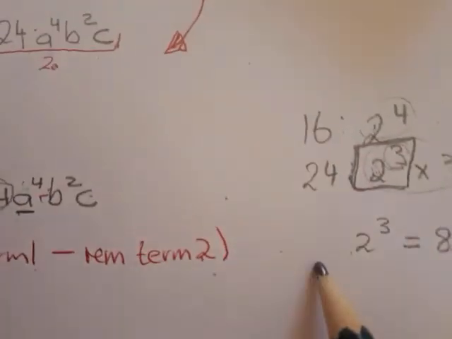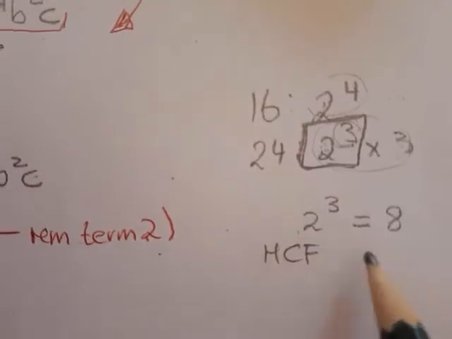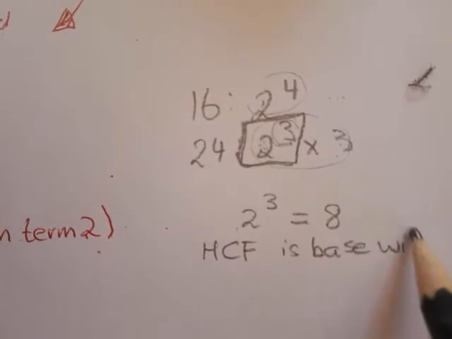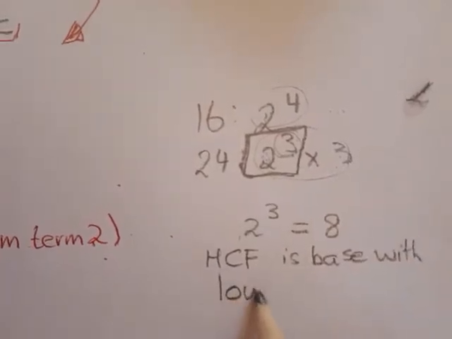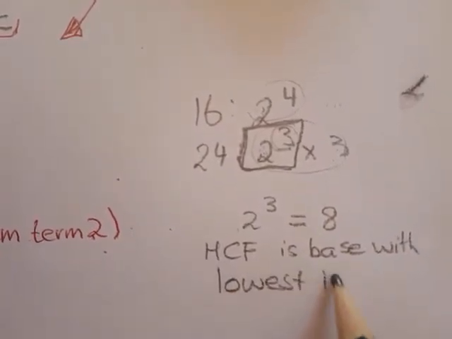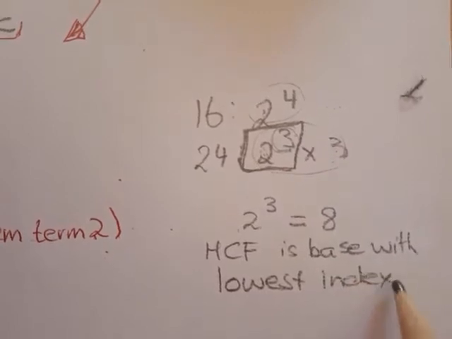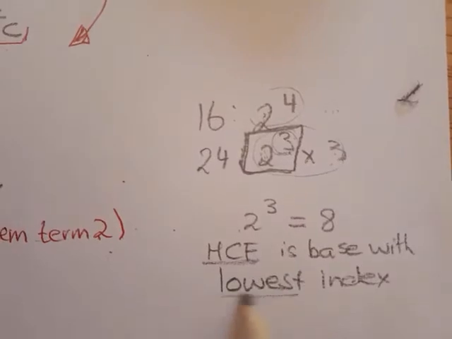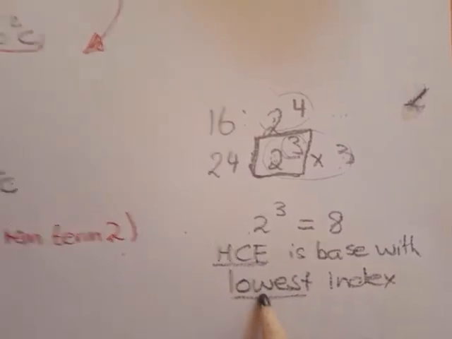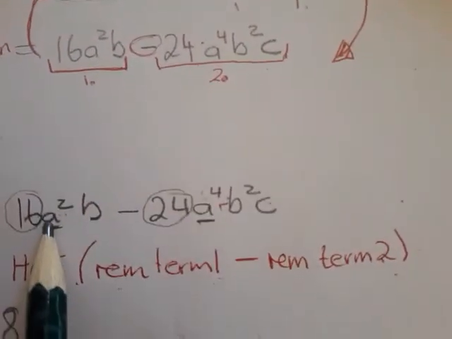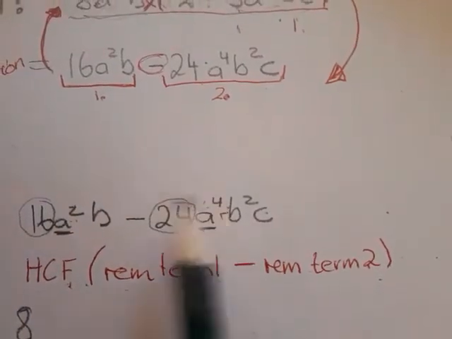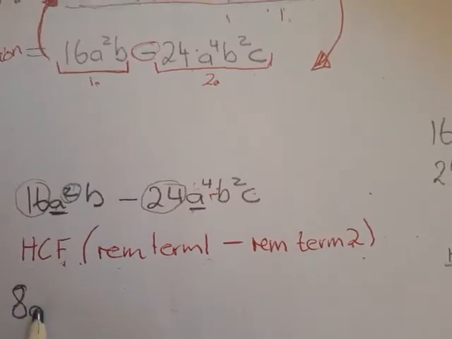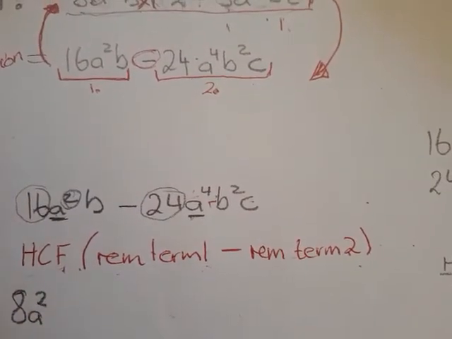Okay. So again, the highest common factor is the base with the lowest index. Okay, highest common factor, show upwards, and then the lowest index, show downwards. Right, meaning if we look at a squared and a to the power of 4, then a squared, the 2 is the lowest index, so a squared is the highest common factor.